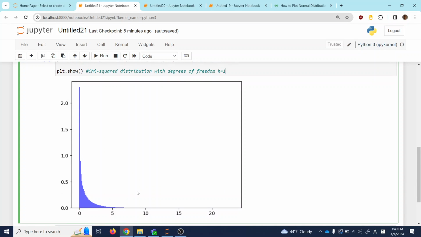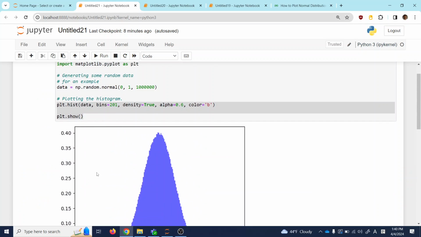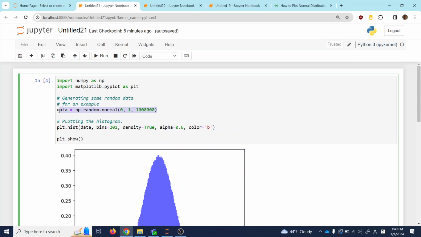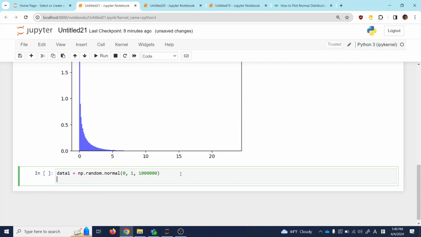And you use this chi-square distribution if you have a question about the variance. If you take a random sample and you have a question about whether this variance looks all right or not, you use the chi-square distribution, okay? Let me give you another one. So this time I'm going to sample data 1 and data 2. I'm going to copy this one. I'll call this data 1, and I'll call the second one data 2.